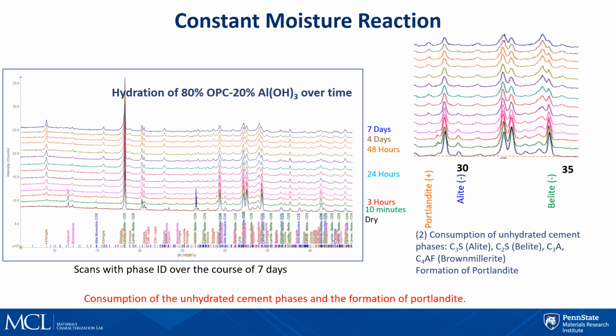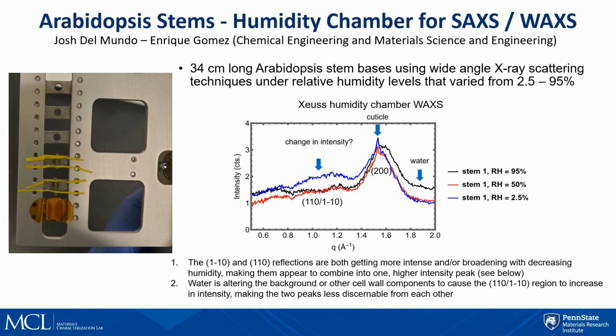Another example of examining hydrated samples with the X-ray scattering is examining an Arabidopsis stem in a humidity chamber for small angle X-ray scattering and wide angle X-ray scattering. This work was done by Josh Del Mundo in Enrique Gomez's lab in chemical engineering and material science and engineering.